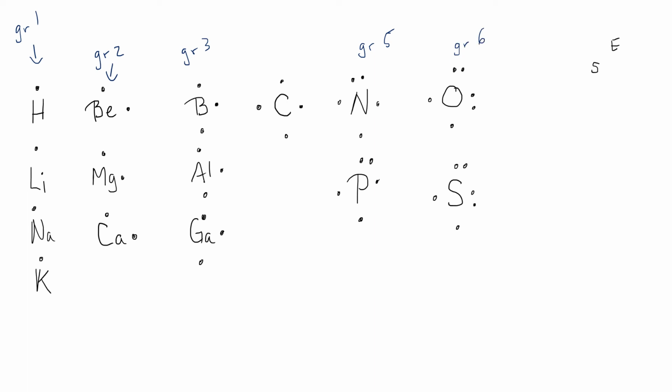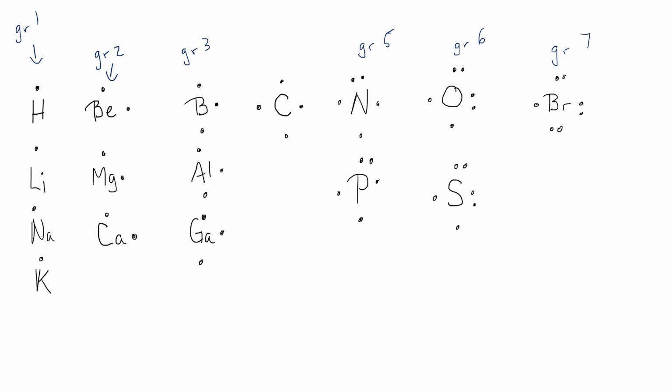Just going to erase this because it's in the way. Something like group 7. So let's choose bromine. So a little bit further down, group 7, I would have 7 dots. 1, 2, 3, 4, 5, 6, 7. And again, each of these dots are the number of valence electrons. If they're in the same group, they have the same number of electrons on their last shell.